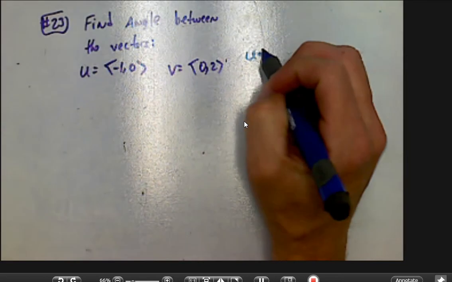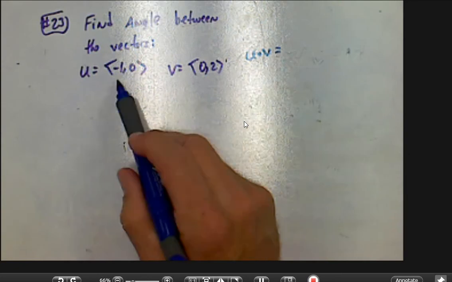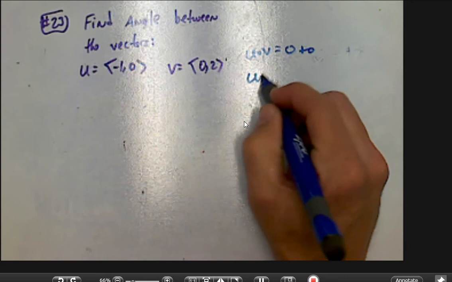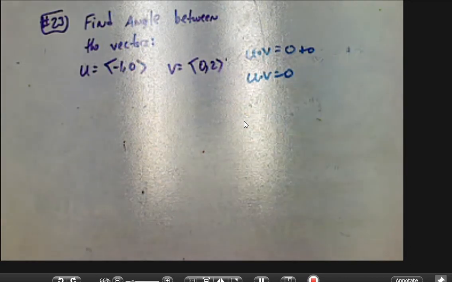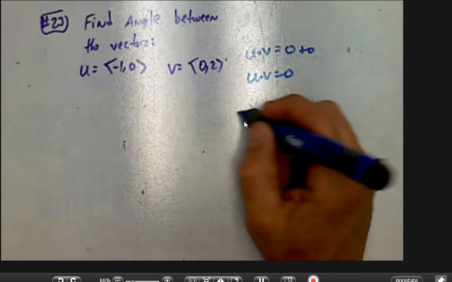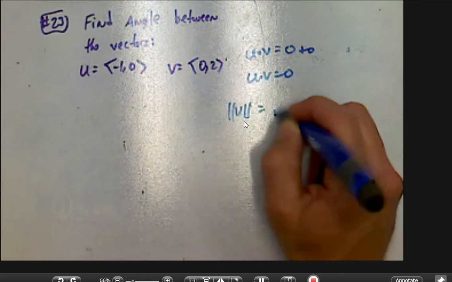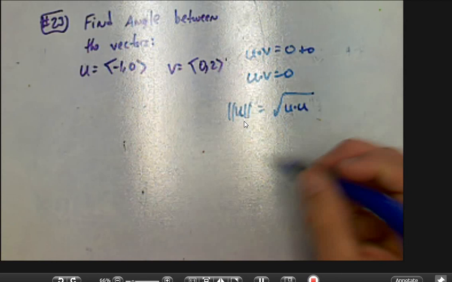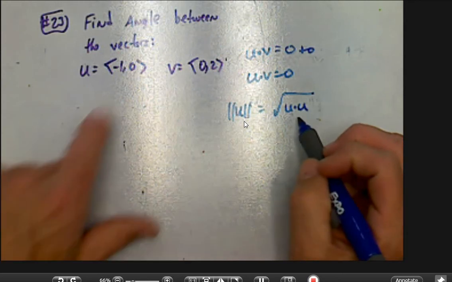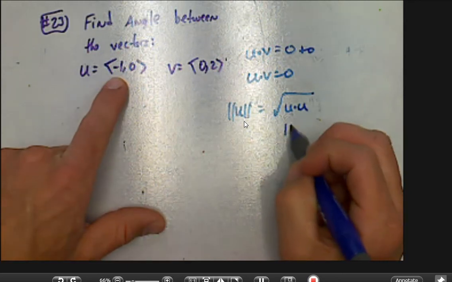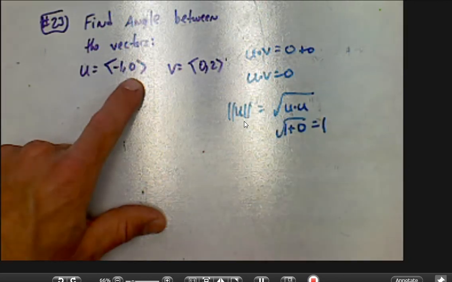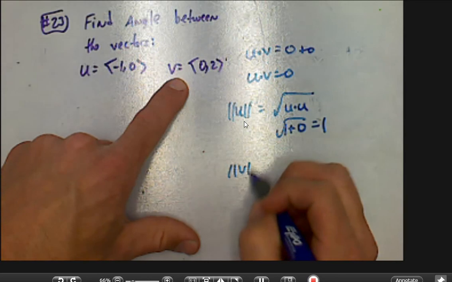Okay? We know we have to know u dot v. U dot v, negative 1 times 0, 0 times 2 is 0. So u dot v is 0. That's interesting. We know we have to have the magnitude of u, which is the square root of u dot u. And so that's going to be negative 1 times negative 1 is 1, plus 0 times 0 is 0. And so the magnitude of u is 1.